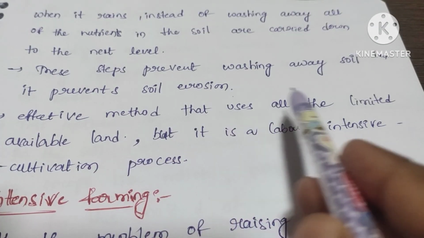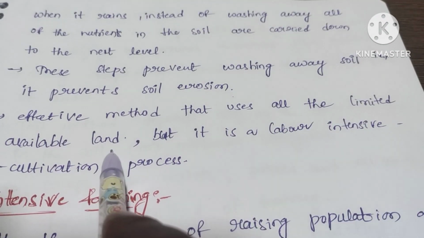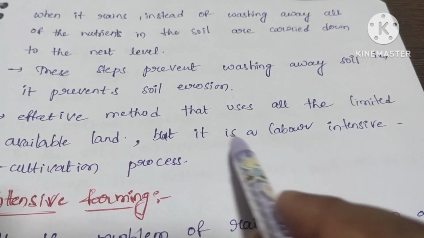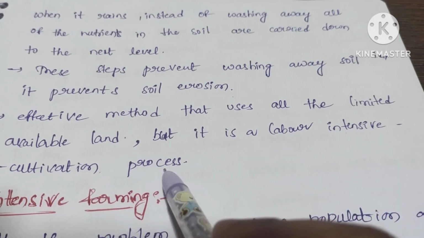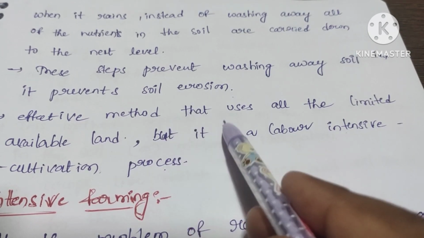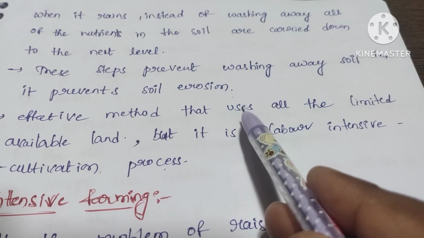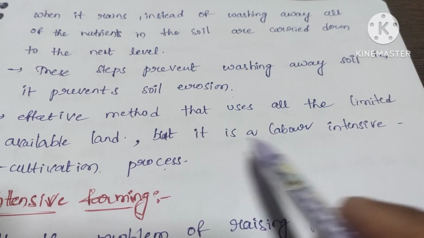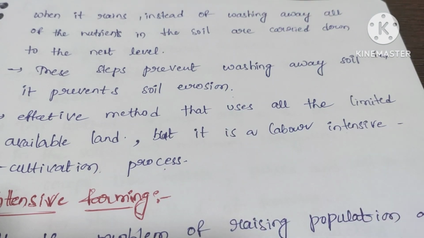This is an effective method that uses all the limited land available, but it is a labor intensive cultivation process. It is a very effective method that uses all the limited available land, but it is labor intensive to form these terraces and to maintain those levels. So much effort we have to put in to maintain this type of farming system.